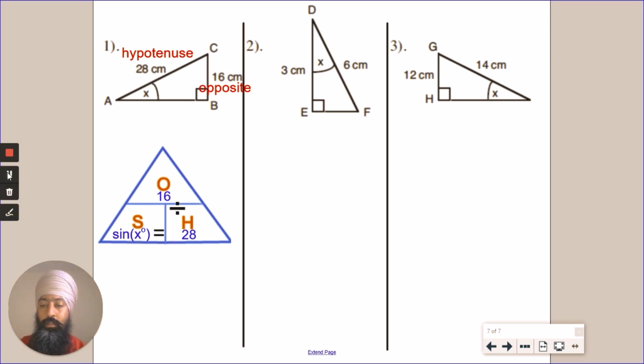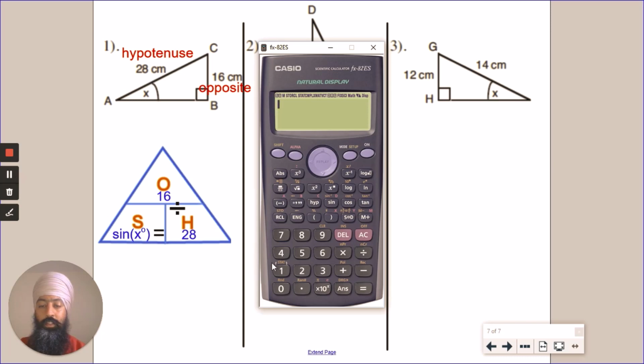So that means 16 divided by 28 will give me sine of the angle. So let's do that on the calculator. 16 divided by 28 equals 4/7, or you can press S-D to change that to a decimal. That 4/7 is equal to sine of x. But the question is not asking me to work out what the sine of x is, it's asking me to just work out what x is.